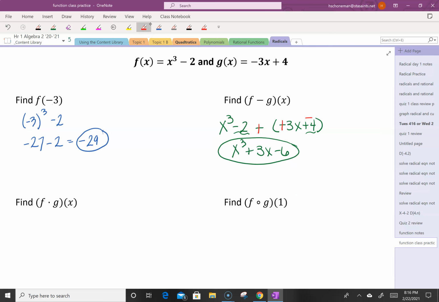Okay. On the third one, now this gives us something to do. Because there's an x there, we're not plugging anything in. And this dot here, closed dot, means f times g. So I'm going to take function x times function g.